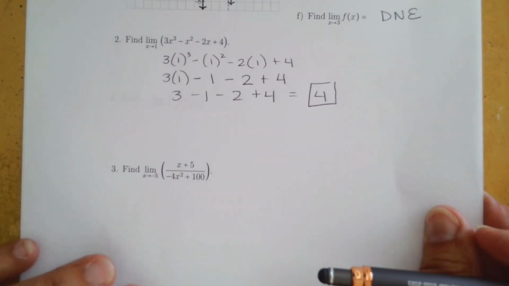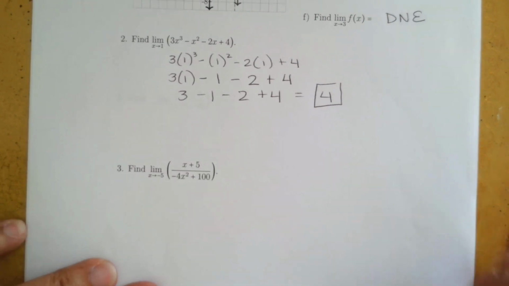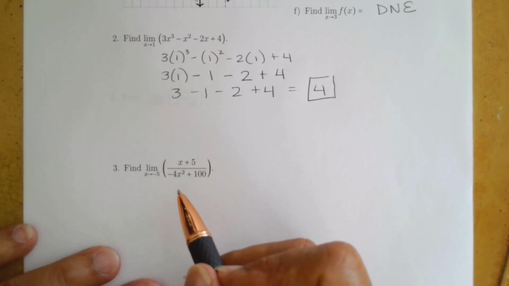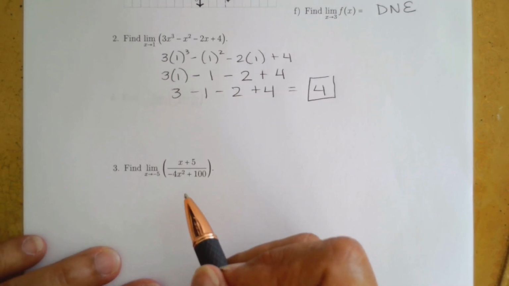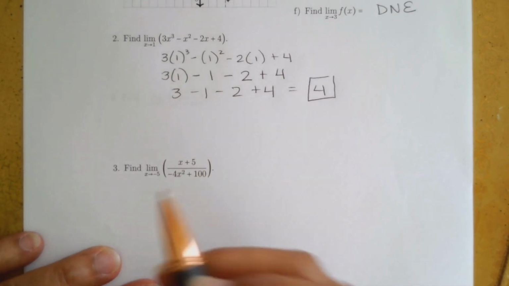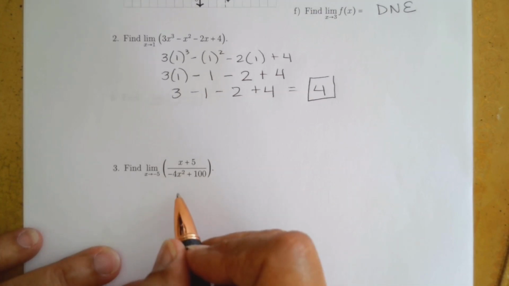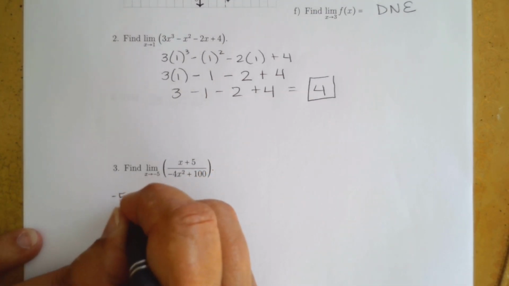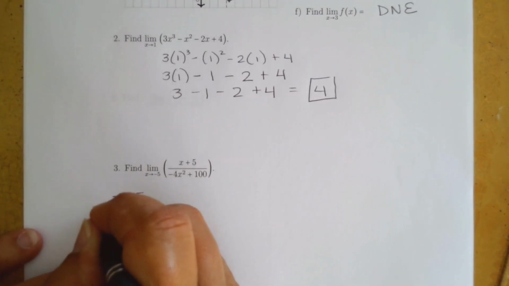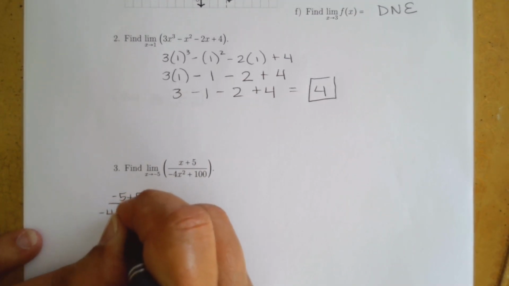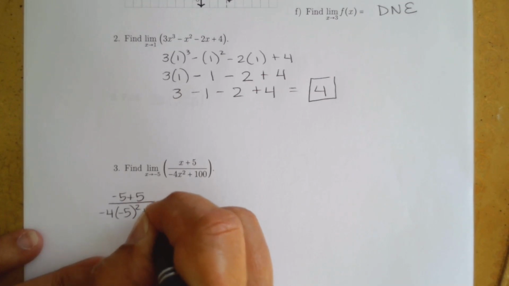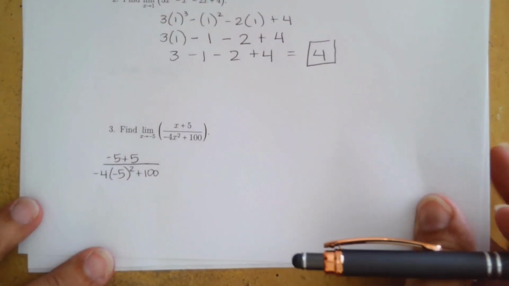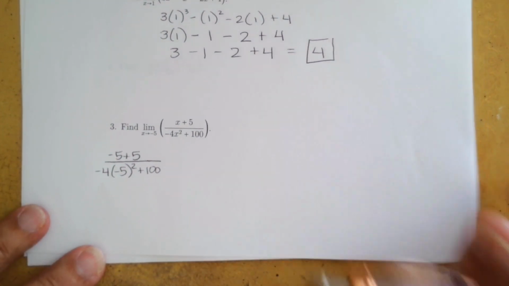All right, now, number 3, another limit problem. So what is the limit as x approaches -5 of x plus 5 over -4x squared plus 100? Well, the first rule of thumb is to plug it in and see what you get. So I'm going to plug in -5 in the top, and in the bottom I'm going to do -4 times -5 squared plus 100. I'm doing this off to the side because I know I'm not going to get an answer here, so I want to leave room to do the rest of the work.